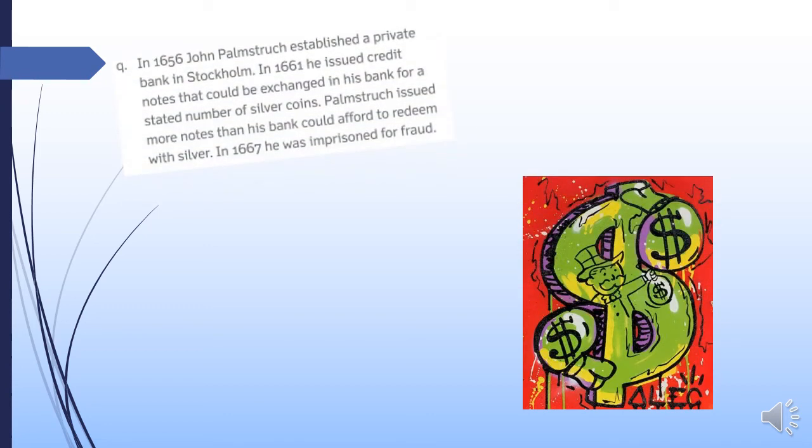In 1656, John Palmstruck established a private bank in Stockholm. In 1661, he issued credit notes that could be exchanged in his bank for a stated number of silver coins. So he gave you a piece of paper that said this paper is equal to, let's say, 10 pieces of silver. And this existed with this bank or any other bank.